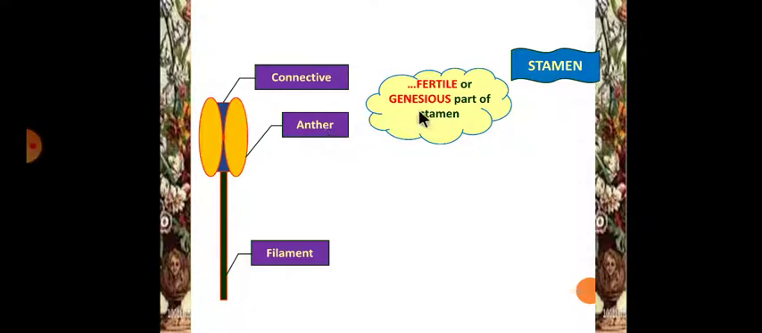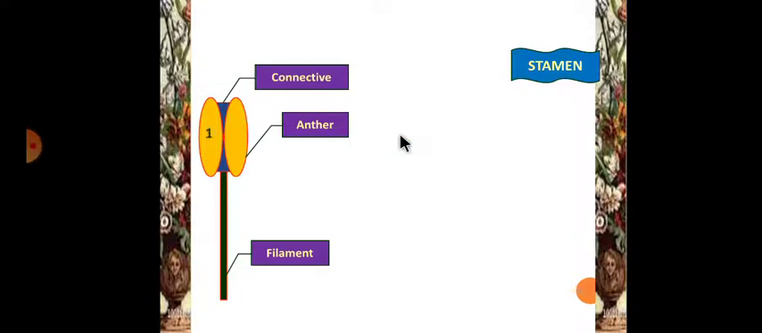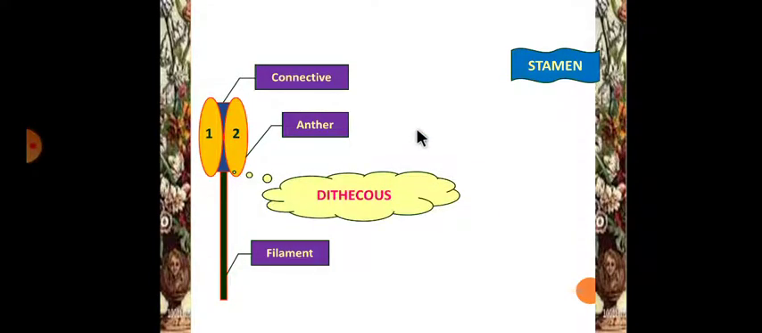First of all, anther is a fertile or a gynoecious part of the stamen. Externally, it appears to be made up of two lobes. That's why the anther is called dithecous. But internally, when we study, the anther is made up of four chambers. So these were the two parts which we discussed in the previous slide, which make the anther dithecous.